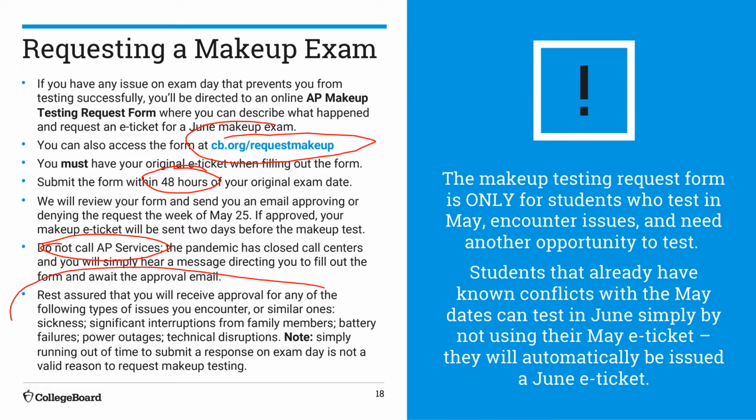So these are the issues you want to look for. Sickness, significant interruptions from family members, battery failures, power outages, technical disruptions like your internet going out. Now, the thing is, simply running out of time is not going to be a valid reason.